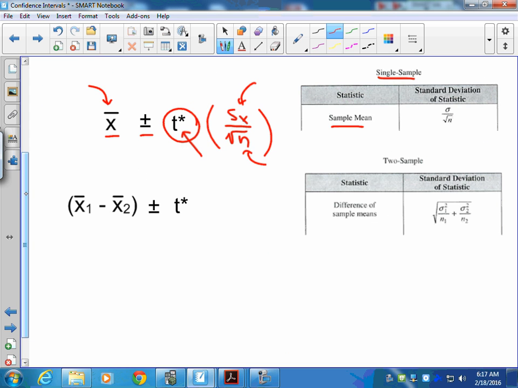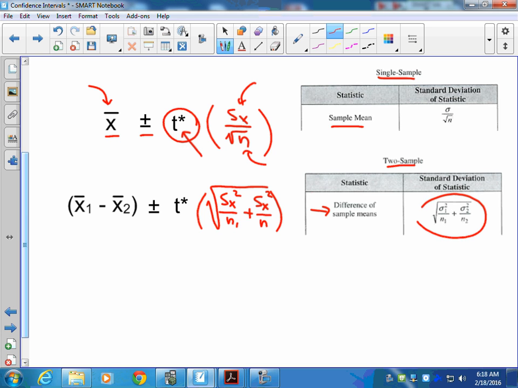Okay, not much difference in the 2-sample. You know, once again, it's going to stand out as a 2-sample because of the information that you're given early on. And then all we're doing is looking for the 2-sample difference of sample means. And then we have our formula that we're going to copy over into the interval. Okay, 2 sample sizes, 2 standard deviations, okay, plugging through all of those pieces.